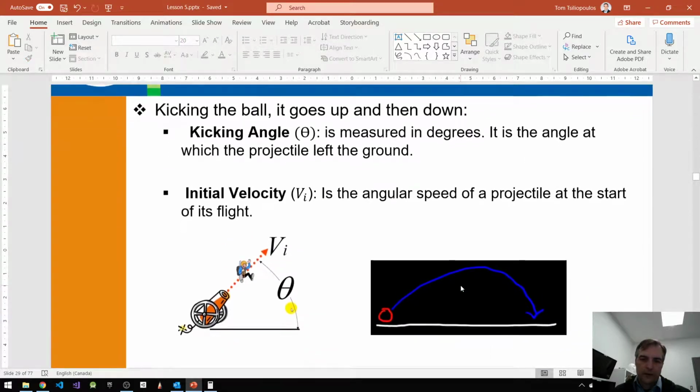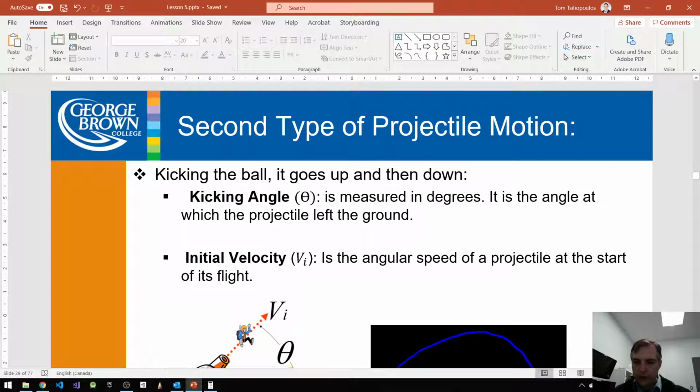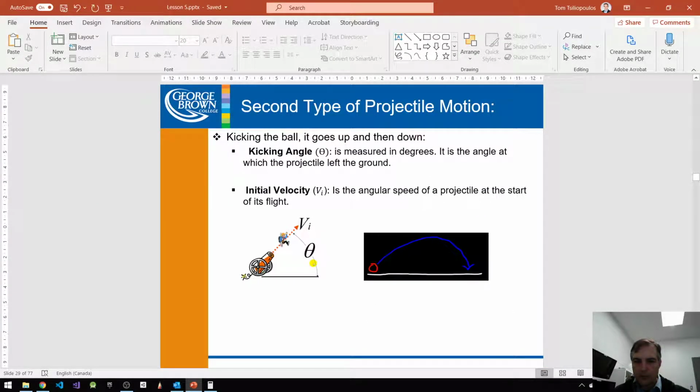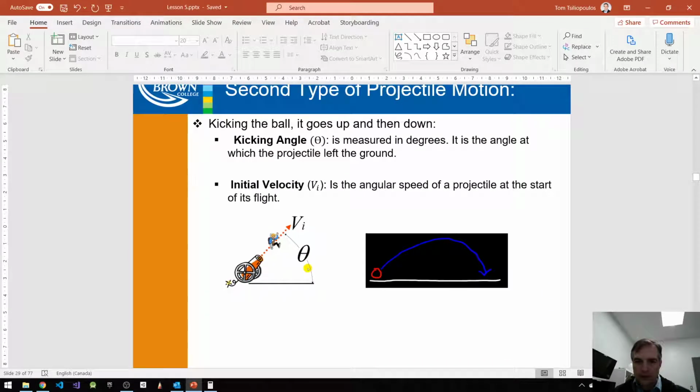All right, let's get to the next type of motion. The second type of motion is a little bit more complex in some ways. We have two things: something called the kicking angle, or the angle of incidence, if you will, and we also have the initial velocity. Notice the angle is normally in radians on a computer, but here we're dealing with it in degrees. And this kicking angle is a positive angle from the horizontal, from the plane that you're looking at.